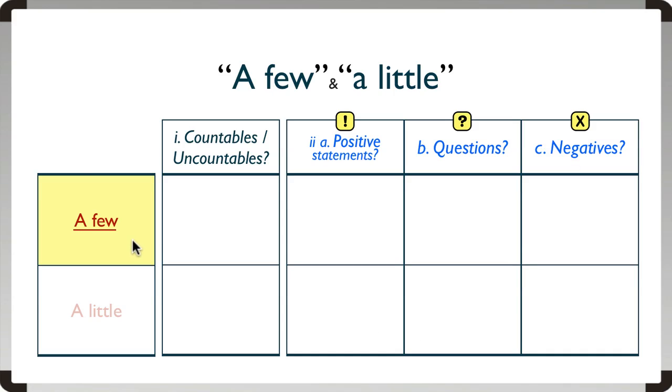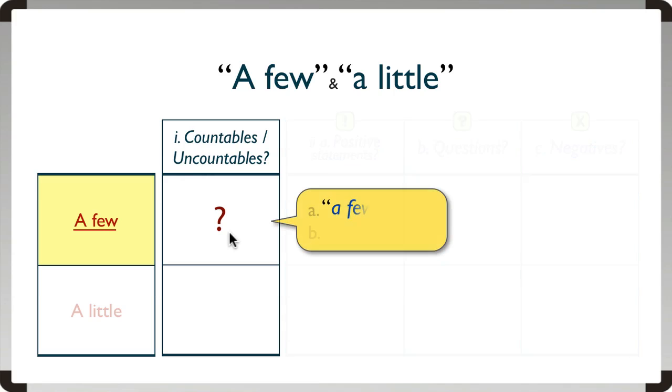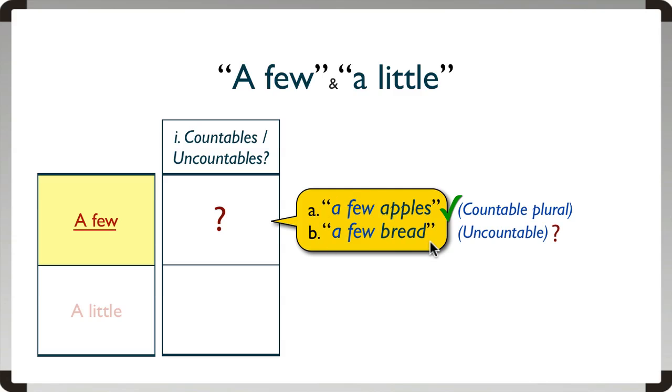And the first question is, does it work with countables or uncountables? For example, can we say a few apples? Apples being countable plural. And the answer is, yes, we can. A few is fine with countable plurals. How about a few bread? Bread being uncountable. Does this work? And the answer is, no, it doesn't. Uncountable does not work with a few. So, a few works with countable plurals, a few apples only.